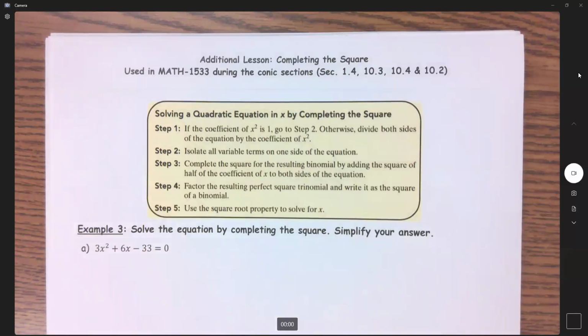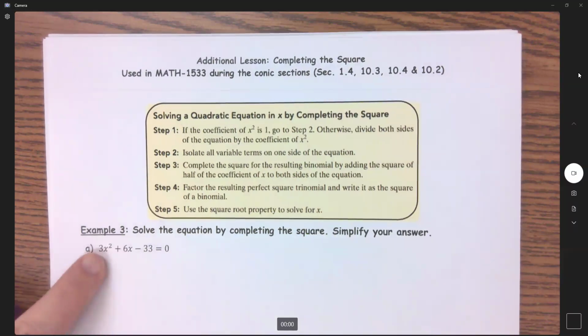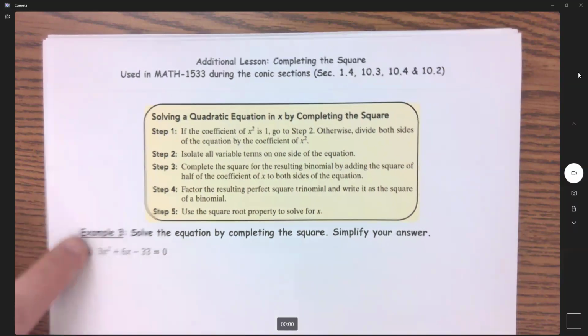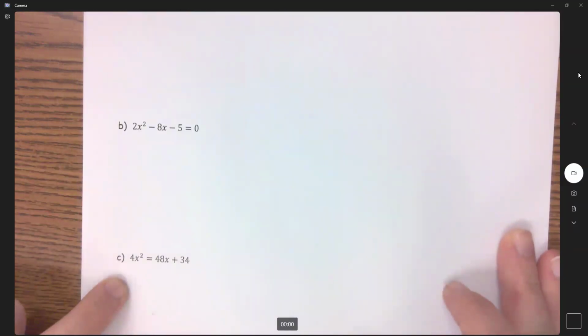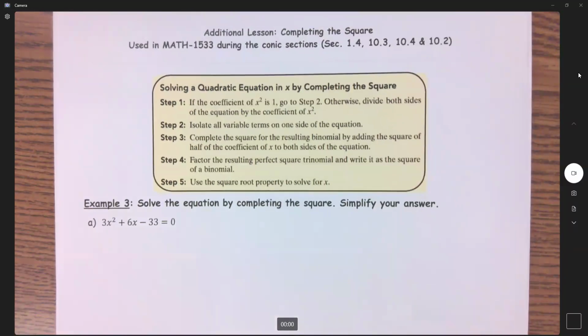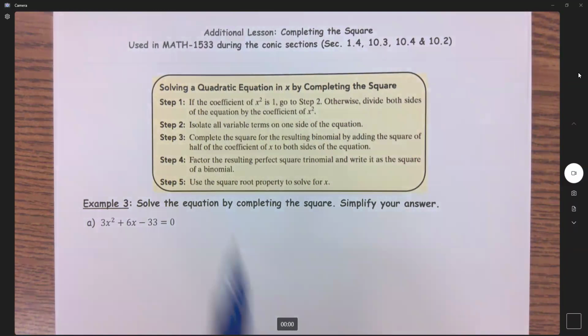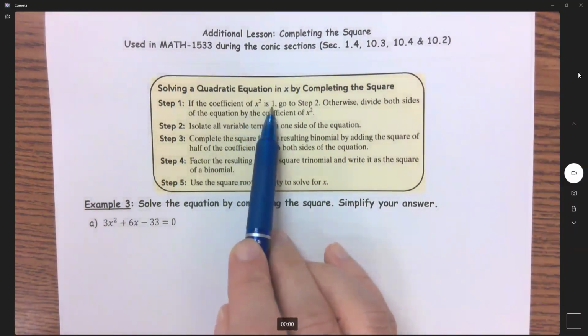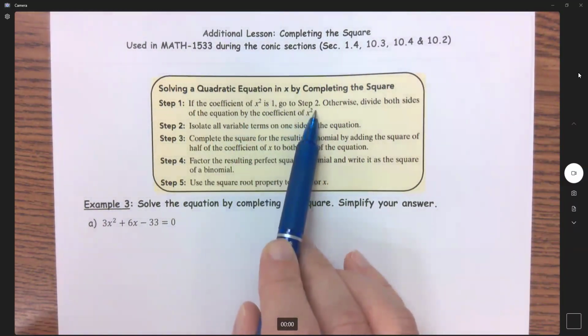Hopefully you have watched example 2 and you fully understand how to solve quadratics by completing the square when your coefficient of x squared is 1. Now we're going to move on to where my coefficient is a different number here. So step 1 says, if the coefficient of x squared is 1, go on to step 2. None of these are going to apply.